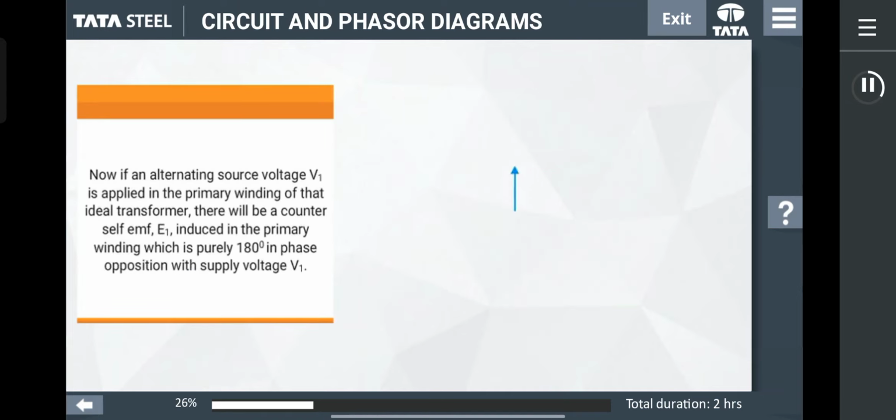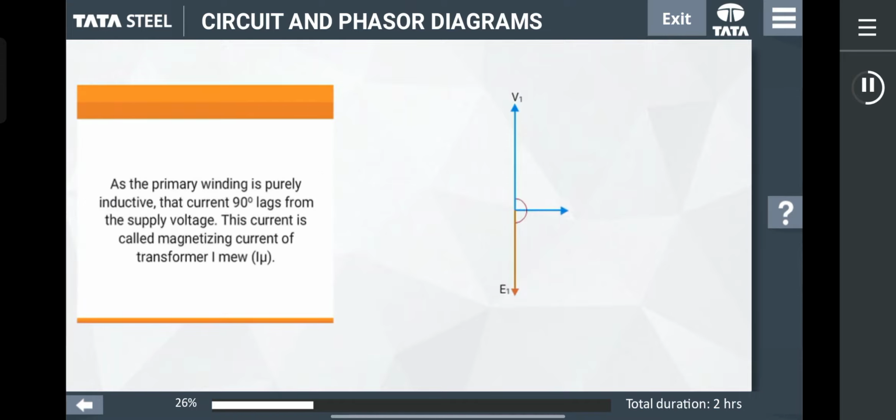Now, if an alternating source voltage V1 is applied in the primary winding of that ideal transformer, there will be a counter self EMF E1 induced in the primary winding, which is purely 180 degrees in phase opposition with supply voltage V1. As the primary winding is purely inductive, that current lags 90 degrees from the supply voltage. This current is called the magnetizing current of the transformer, I mu.